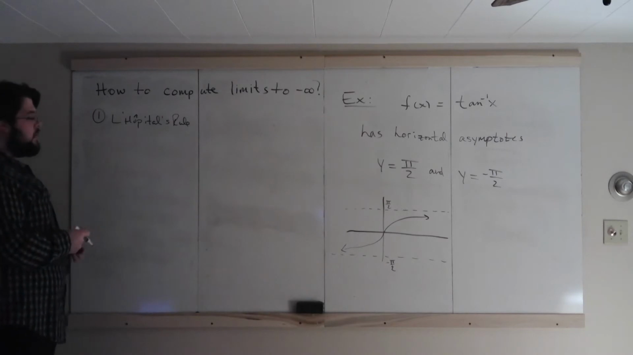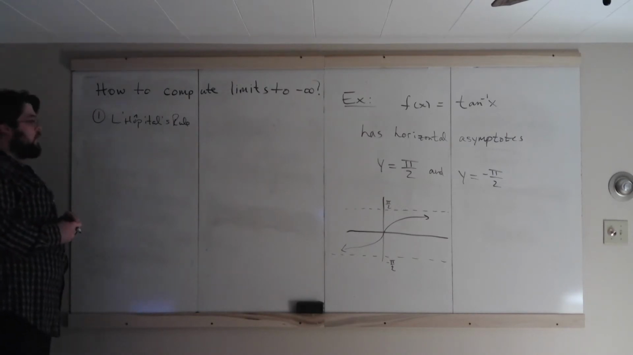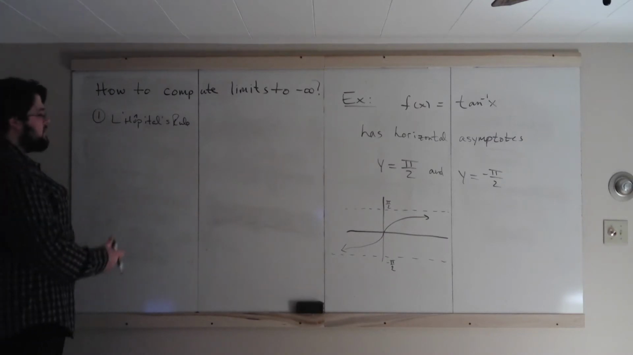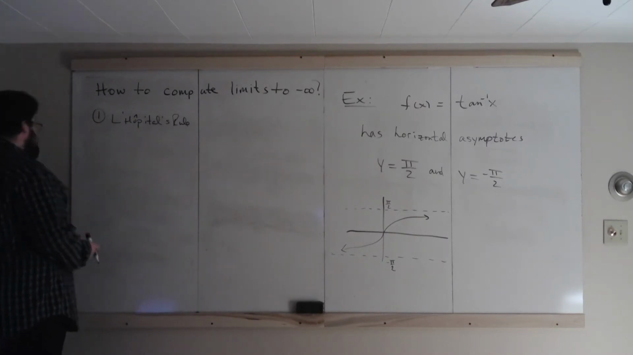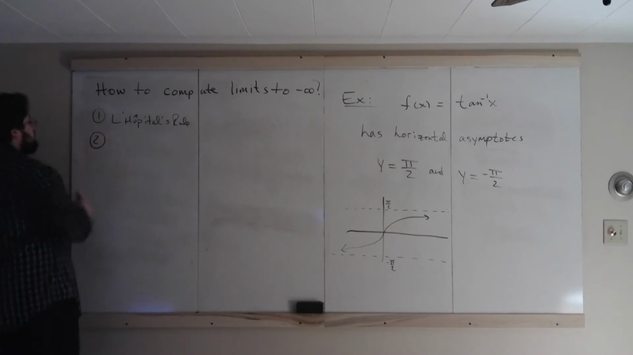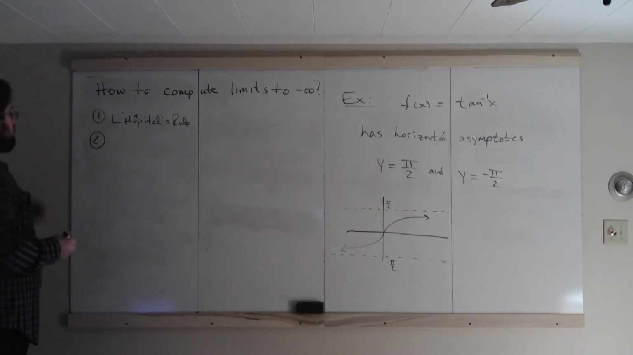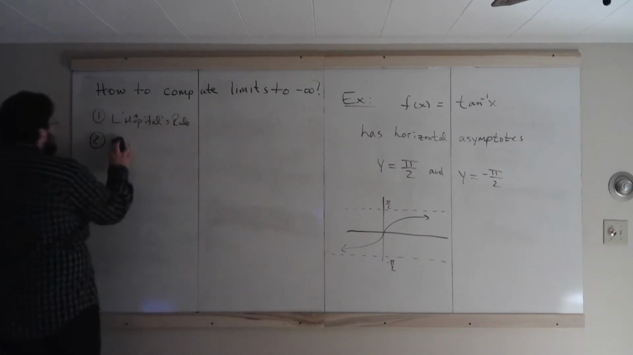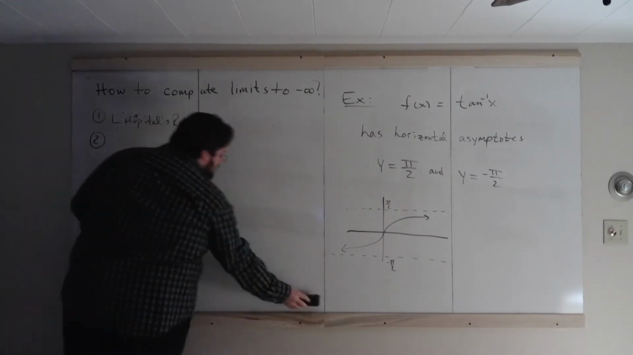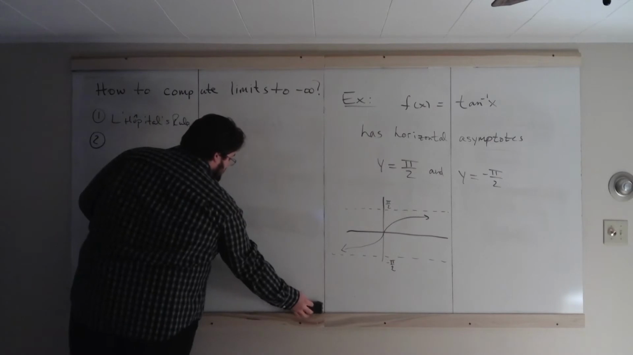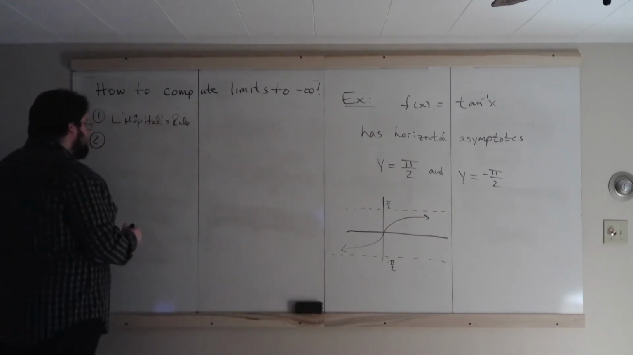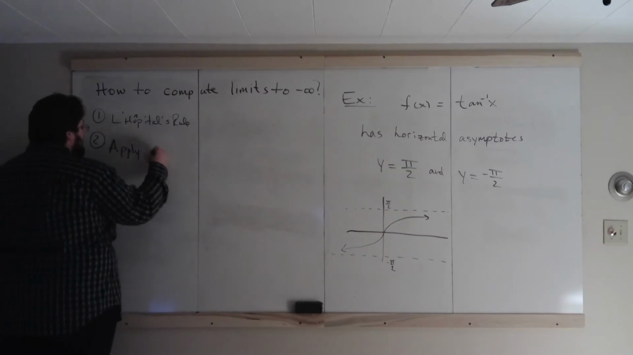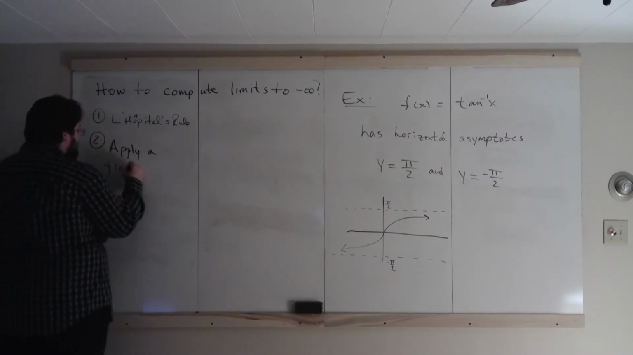Now I could give you questions where using L'Hopital's rule is quite complicated. I could give you questions where using L'Hopital's rule for the limit to negative infinity is moderately complicated. But there is another way. So let's say this other way. Now what will we do? We will apply a graph transformation. So I'm just going to say way 2 is apply a graph transformation.